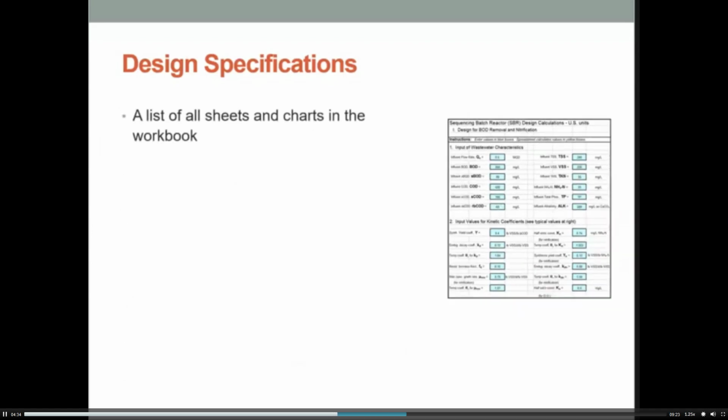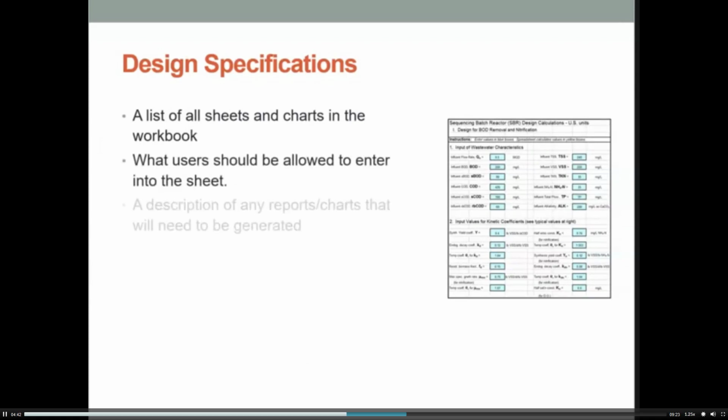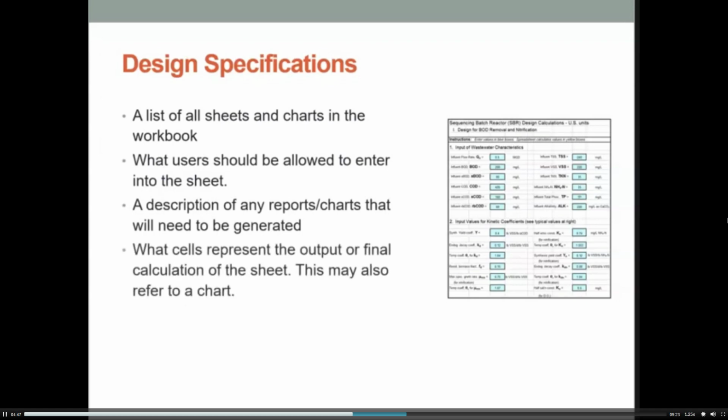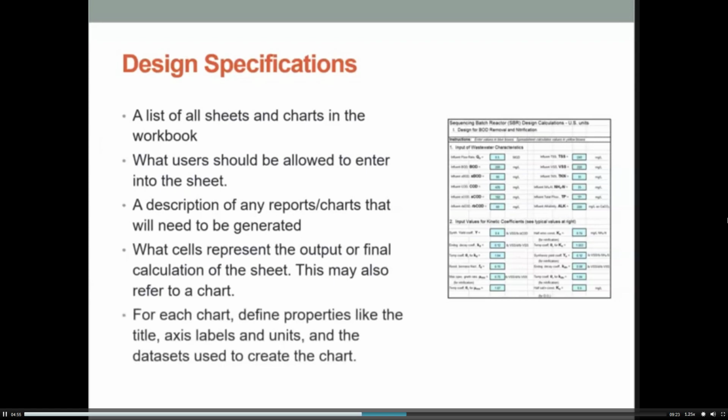A list of all sheets and charts in the workbook, so how many pages does each workbook have? What users should be allowed to enter into the sheet? A description of any reports or charts that will need to be generated. What cells represent the output or the final calculation of the sheet? This may also refer to a chart. For each chart, define properties like the title, axis labels and units, and the data sets that are used to create the chart.